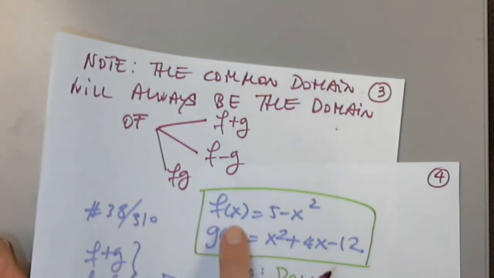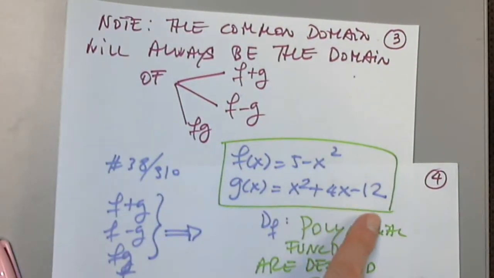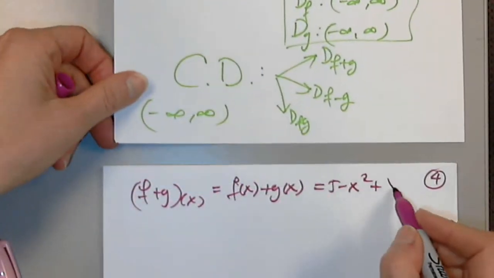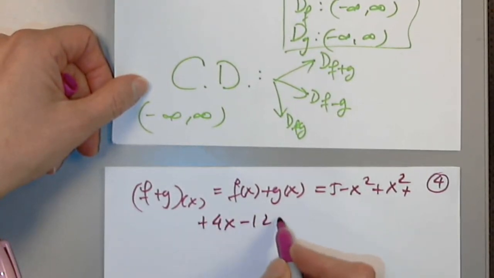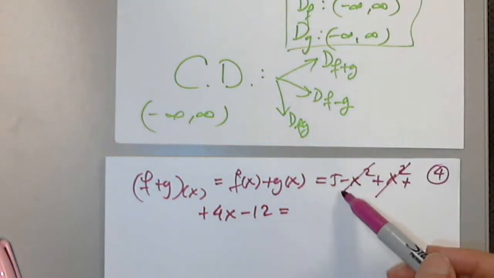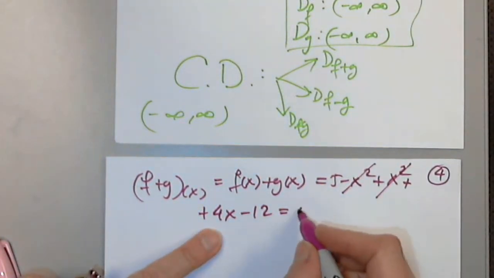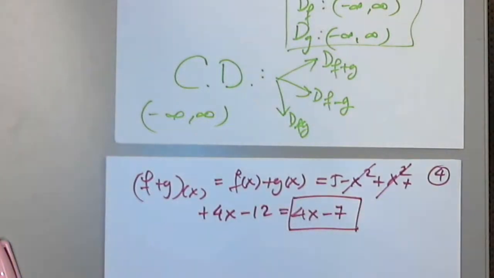Now I copy F, which is 5 minus x squared, plus, and I copy x squared plus 4x minus 12. I combine like terms. It happens that these two go away. So I have 4x minus 7. This is the function that represents the sum of the given functions. Okay, I will repeat for the difference.